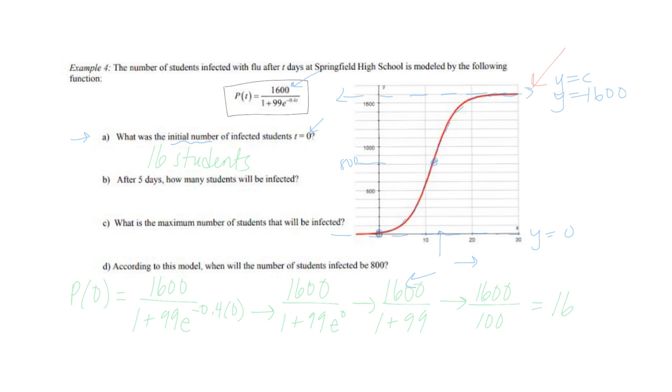I'm going to go to the next slide to answer B, because I just don't have room here. After 5 days, how many students will be infected? We already answered A, now we're answering B. After 5 days, that means we're plugging in 5 for t. So now we have this, and we just need to solve it. We're going to use our calculators for this.